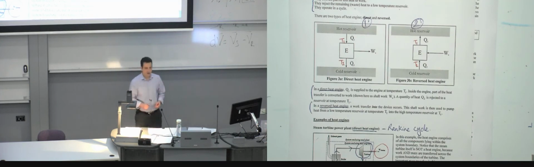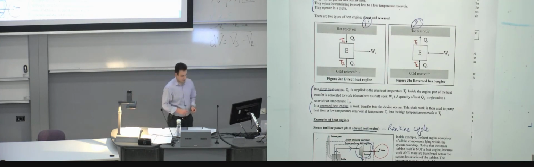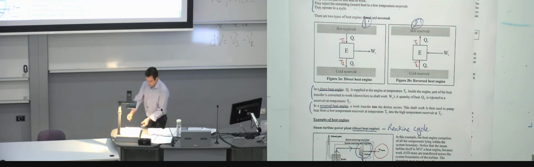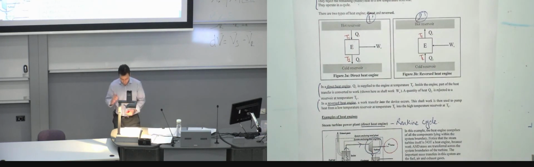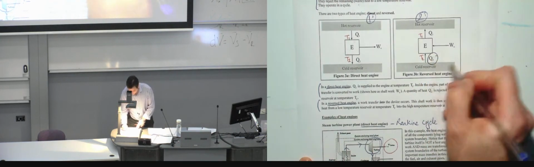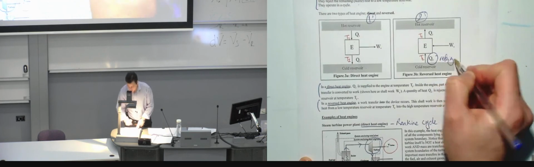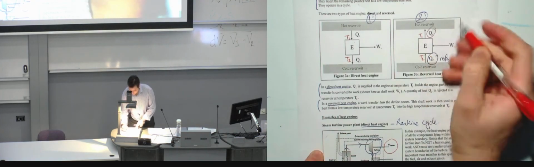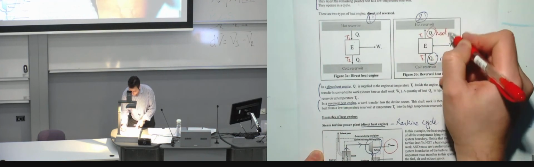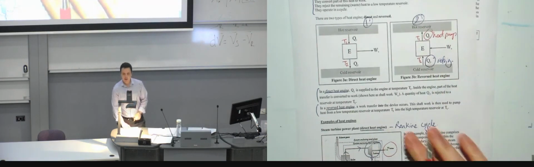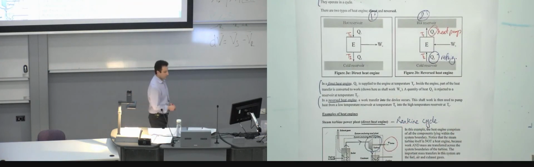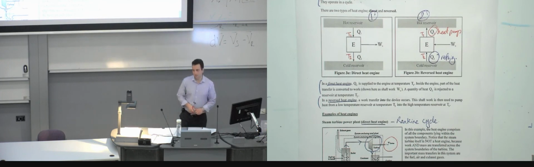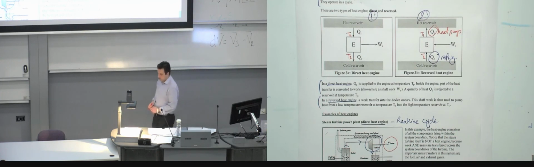In both refrigerators and heat pumps, you have the same cycle. You have this type of reverse heat engine. The point is, in a refrigeration, you are interested in this. You are interested in Q2. It's the amount of heat that you're extracting. In heat pumps, you're interested in this, in Q1. It's the amount of heat which is added to your hot reservoir.